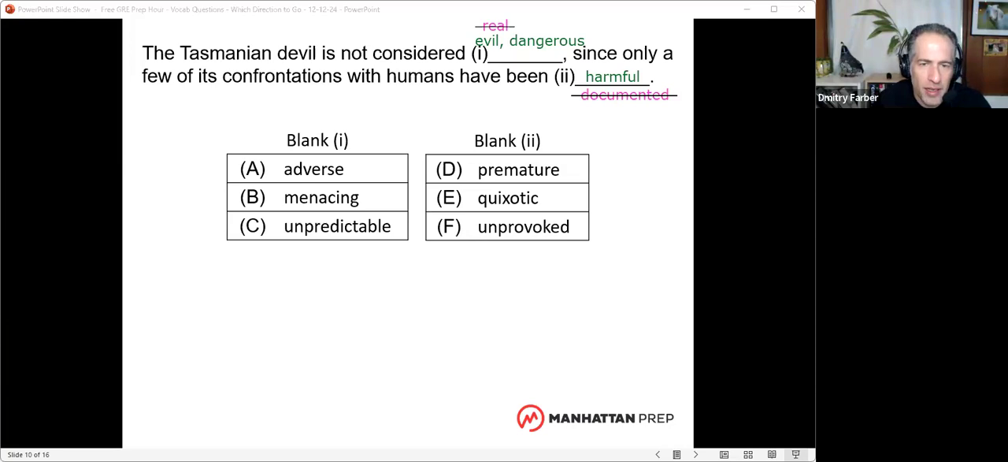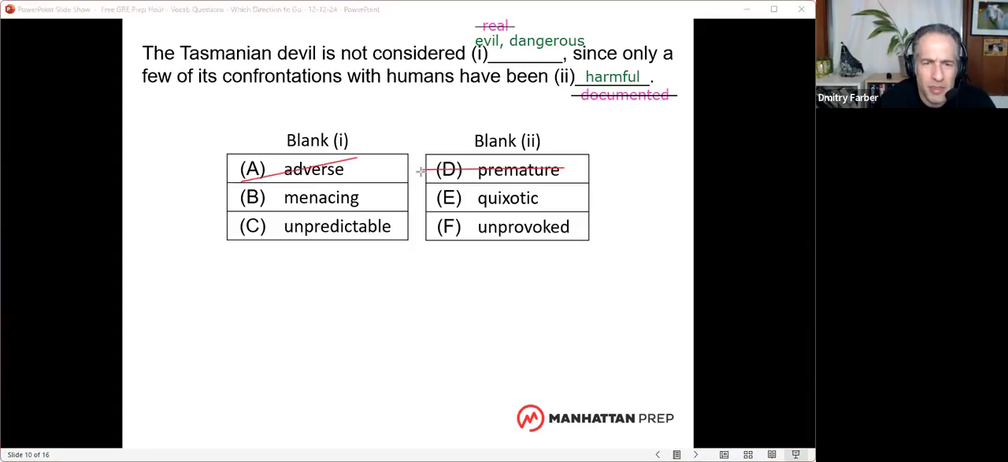All right, let's see what we got. Okay. Yeah, so if we're looking at these, I could just try to look at one by itself. I could say adverse. I know things can have adverse effects, but I don't think an animal can be adverse. Unpredictable, I'll have to hold off on. Maybe it's unpredictable or not unpredictable. I'll have to see. Menacing is like dangerous, evil. It fits that. I kind of like menacing. Let me look at the second one. Only a few of its confrontations have been premature. I don't know what that would mean here, right?